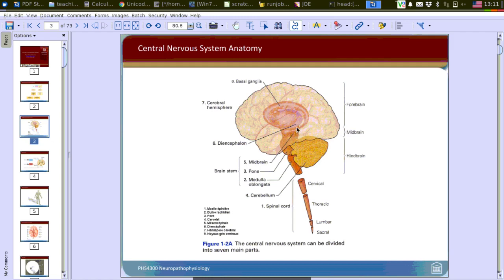Up above the brainstem, we have the diencephalon, or the thalamus. In this case, it's deep colored, somewhat purple. And then overlying all of this, you have the cerebral hemisphere. Between the cerebral hemisphere and the diencephalon, we have the basal ganglia. We'll cover the functions of all of these regions in this course.